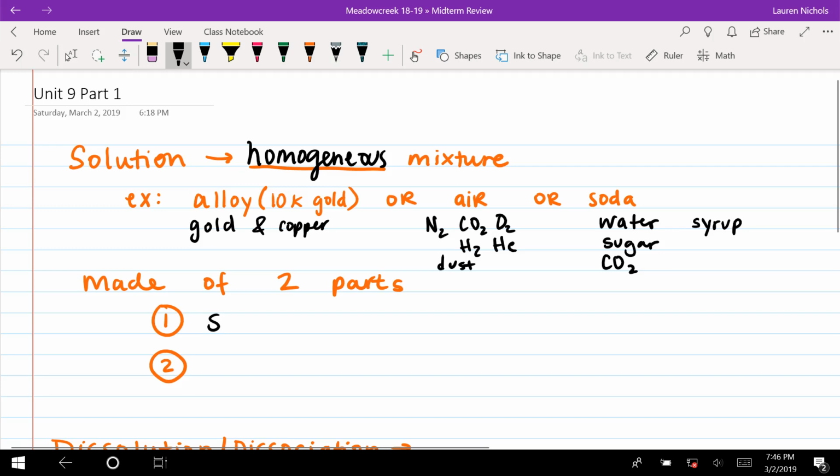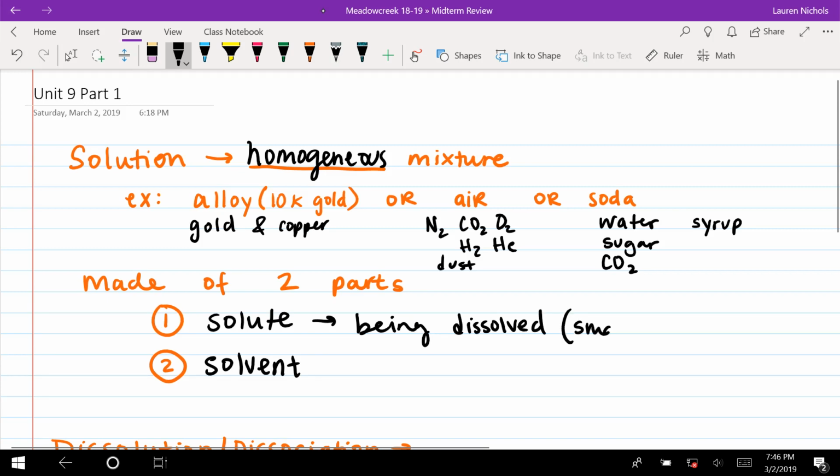A solution is made up of two parts, even if there are multiple things in there. You have your solute and your solvent. Now, the solute is being dissolved, and so this is often your smaller portion. Whatever is being dissolved is usually smaller than what it is being dissolved in. The solvent is doing the dissolving. So for example, in soda, water would be your solvent, and the sugar and the carbon dioxide would be your solutes because they're being dissolved in the water.